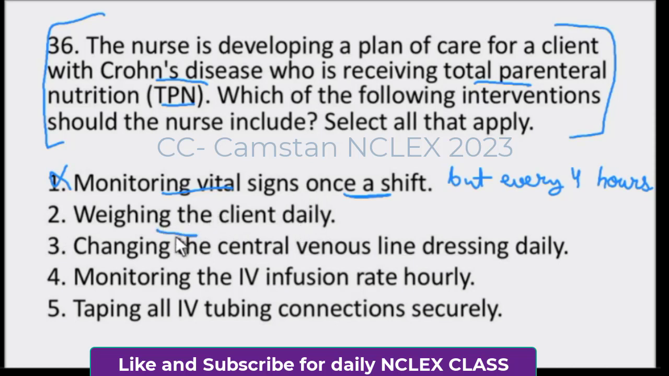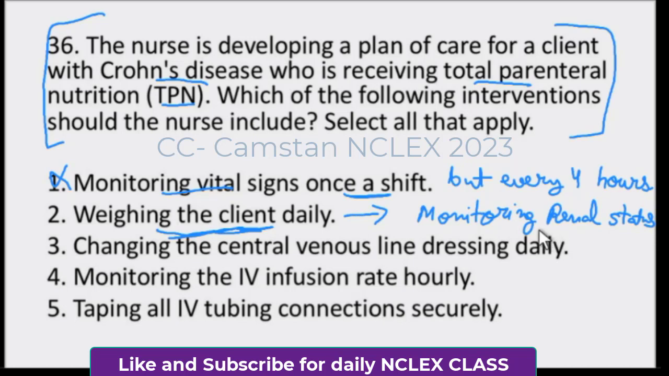So it is very important to weigh our client. Why? Because it is important for monitoring of renal status, right? For monitoring renal status, it is important to weigh our client, right?